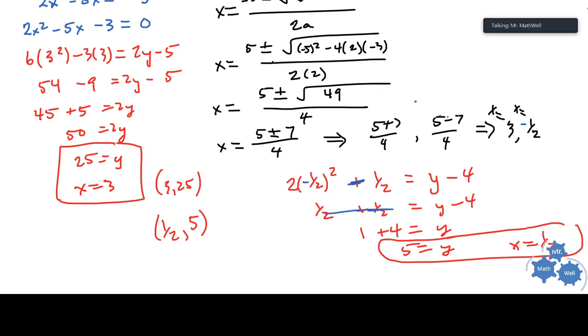So this is going to be over here. This is going to be 0, right? It's going to be 1 half minus 1 half. So this is going to be 4, and this is going to be 4. Okay, excellent. So go back and check your work.